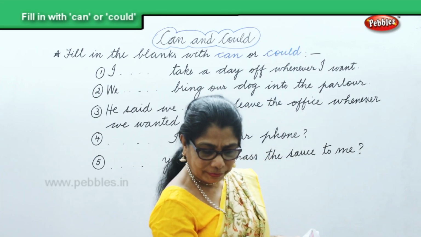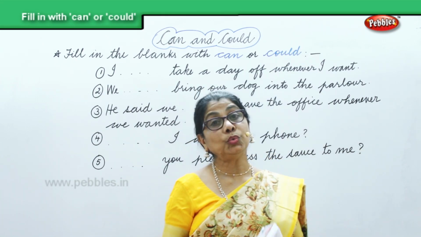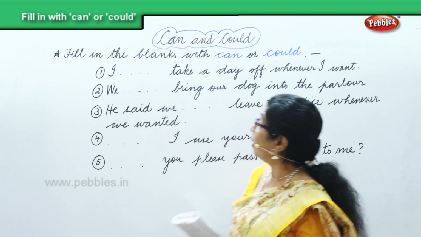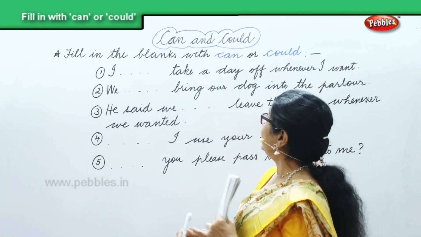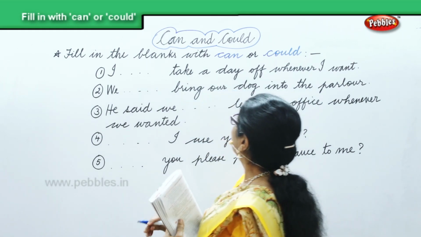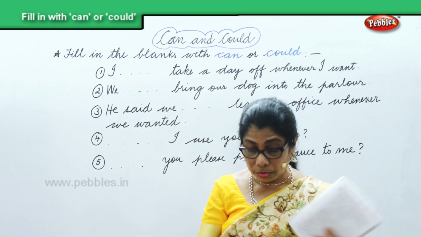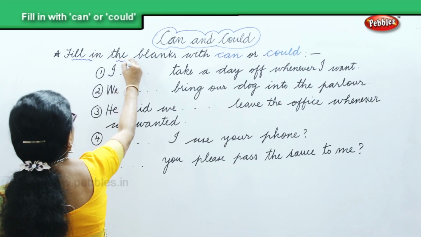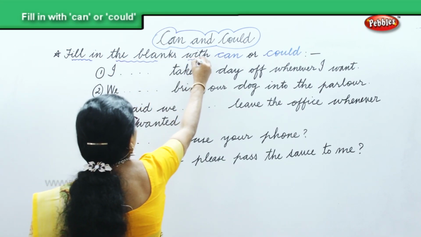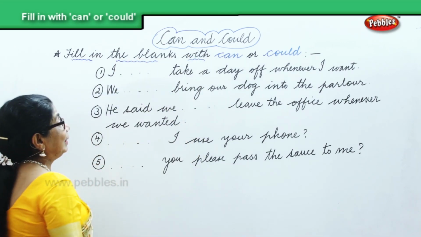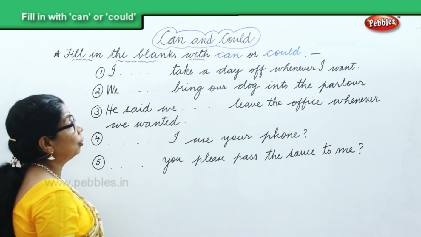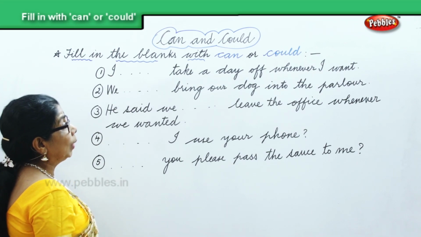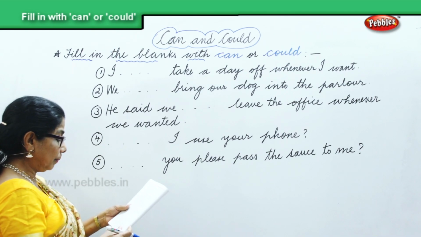Okay, now we have five sentences here and the usage of can or could. Fill in the blanks with can or could. First one: I dash take a day off whenever I want.